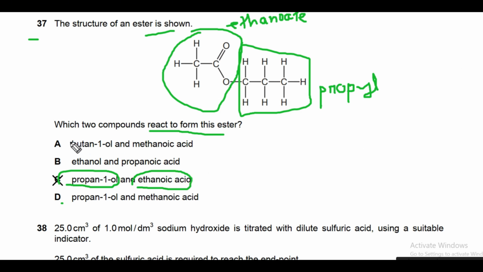Why is A wrong? Butan-1-ol, butanoate, this is propanoate, so this is wrong. Ethanol, ethyl, but the alcohol part is propyl, this is wrong. And why is D wrong? Propanol, this part is correct, but methanoic acid gives methanoate, but this is ethanoate. So propanol and ethanoic acid will be the correct answer. C is the correct answer.